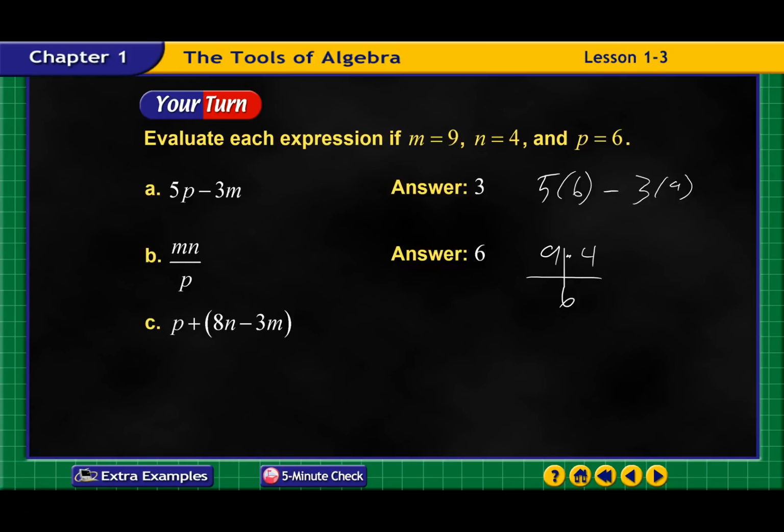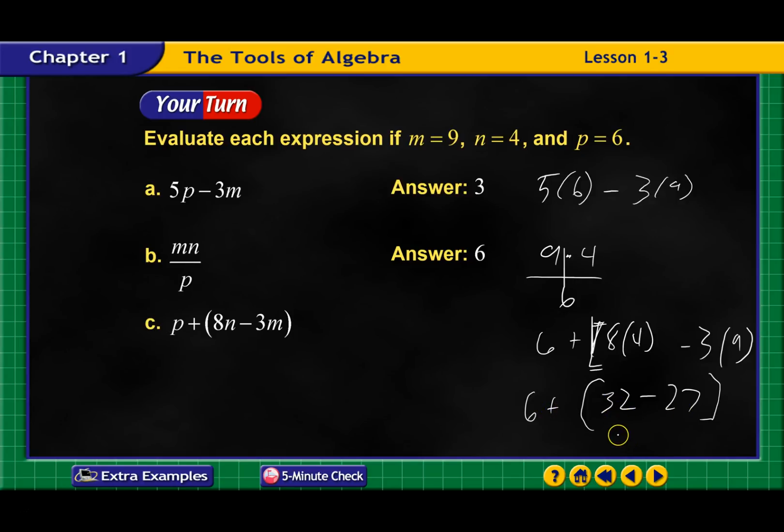All right, we'll actually do this one here for us. So p is 6 plus 8 times 4. Make that brackets. I'm going to do it that way. 8 times 4 minus 3 times n, or times m is 9. All right, 8 times 4 is 32. Minus 3 times 3 is 27 in my brackets here. Bring my 6 down. 32 minus 27 there is going to be 5. So 6 plus 5 is 11.